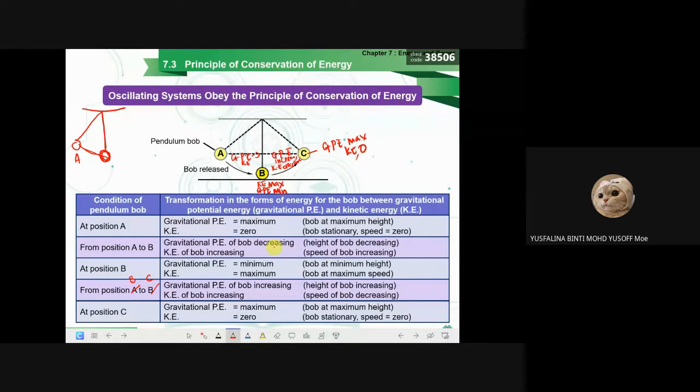So the energy keeps changing like that. I will explain again. Starting from here, and then you have to lift up. If you want to release the pendulum bob, you have to lift it up.